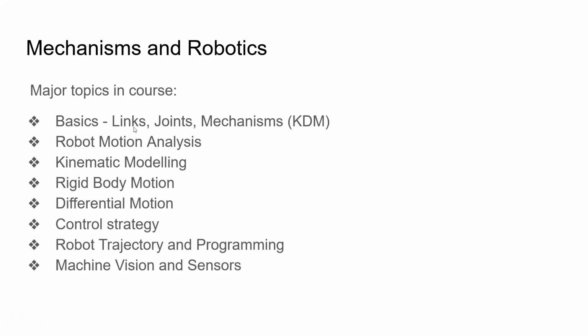So the major topics in this course will be the basics from KDM, kinematics and mechanisms. Then we will have robot motion analysis, kinematic modeling, rigid body motion. The errors regarding rigid body motion are generally experienced in numerical analysis software because numerical singularities occur because of rigid body motion. So that's one part of it. Then we have differential motion, control strategies, robot trajectory and programming, machine vision, and sensors.